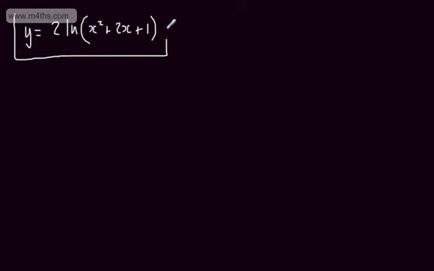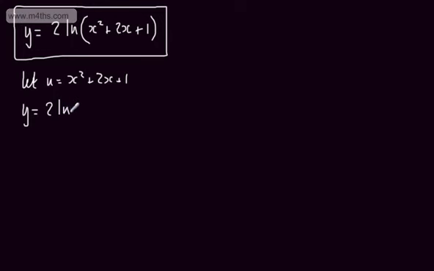If you want to, though, first look at this in a very formal way, we can let u be equal to the inside function. So we've got 2 lots of the natural log of this inside function, x squared plus 2x plus 1. So y is equal to 2 lots of the natural log of u. The derivative of the natural log of u is 1 over u. So what we can say then is dy/du will be equal to 2 lots of 1 over u, or you could say 2 over u. So all we're going to do now is multiply this by du/dx.